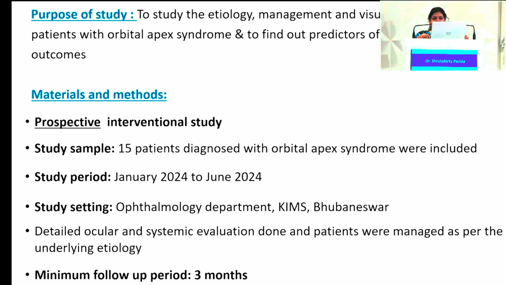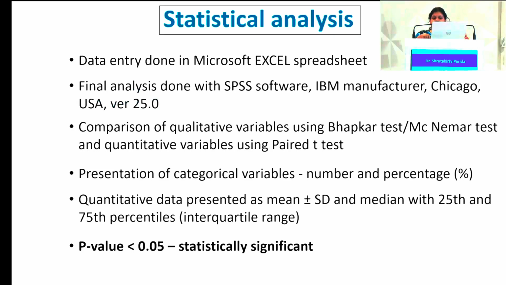This was basically a prospective interventional study. 15 patients who were diagnosed with orbital apex syndrome were included, and the study period was from January to June 2024. A detailed ocular and systemic evaluation was done, and patients were managed as per the underlying etiology. A minimum of 3 months of follow-up was done. A detailed statistical analysis was done, and a p-value less than 0.05 was considered significant.